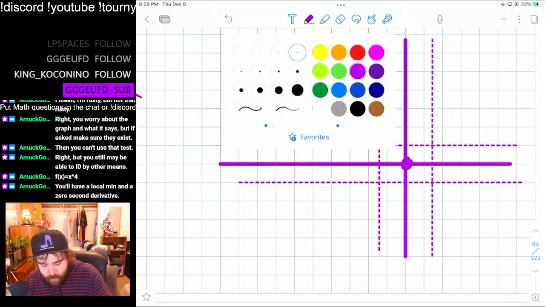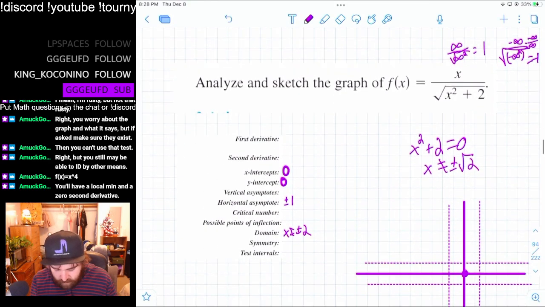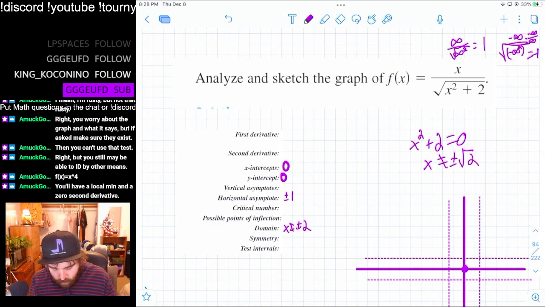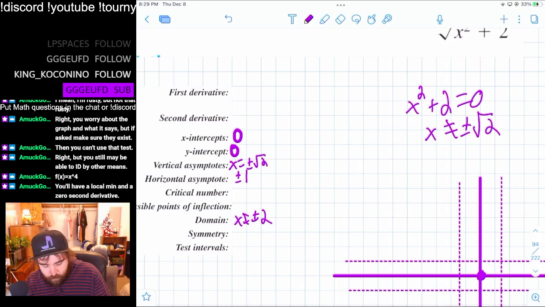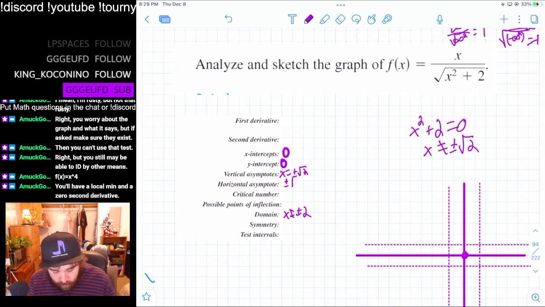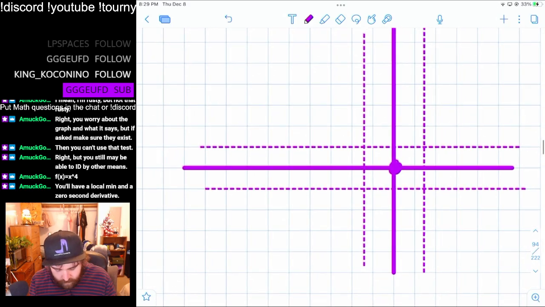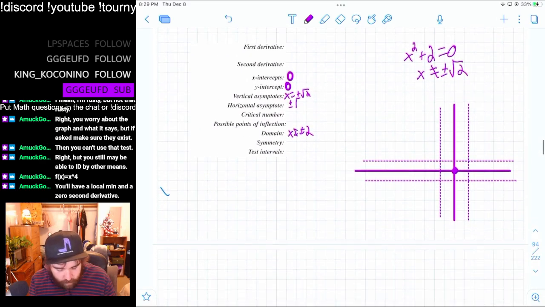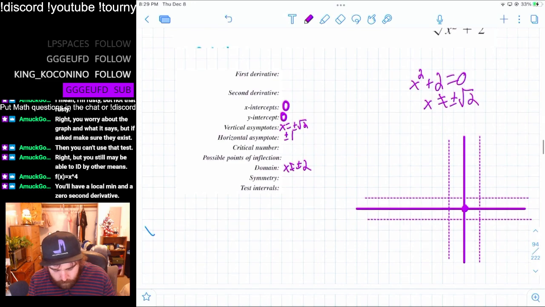Interesting. So that'll happen with square root graphs sometimes. I think we saw that last section too. So let's write down what we found. We found our vertical asymptotes at x equals plus or minus root 2. We found our horizontal asymptotes at plus or minus 1. Now we have our critical numbers and stuff, which is good because I'm still not totally sure what this graph is going to look like. Remember, it can cross in the middle. That's not that big a deal.